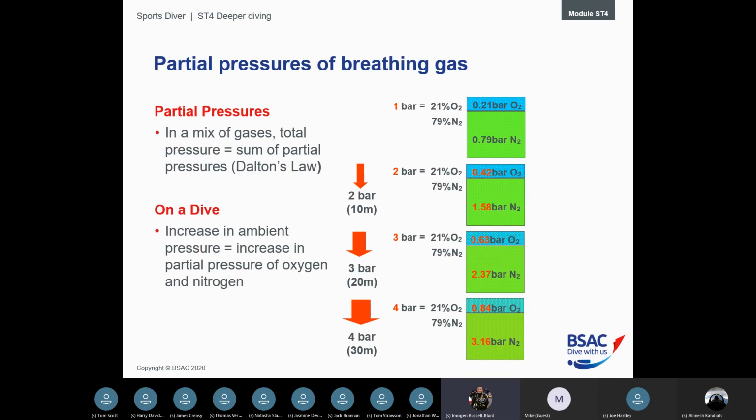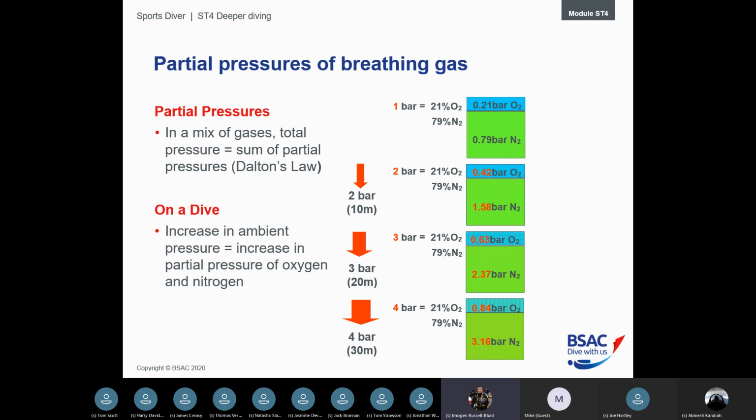So the first bit I'm going to cover is probably the most difficult part of this lecture, and it's the partial pressures of breathing gas. I'm going to try my best to explain it, but please do put your hand up or put something in the chat if you don't understand, because it is quite a difficult concept to get your head around, but once you get it, it'll be easier.